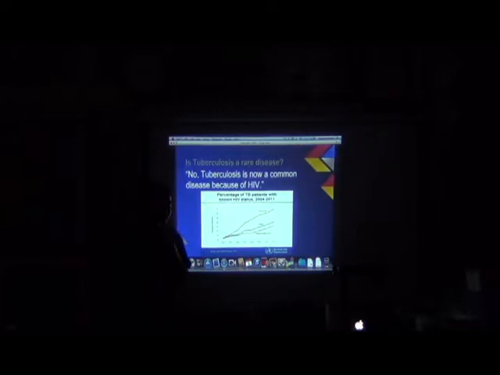Tuberculosis is not a rare disease because of HIV. I told you what HIV is a couple slides ago. As you can see, the chart is rising because of HIV. This is 2011, and it's mostly in Africa.